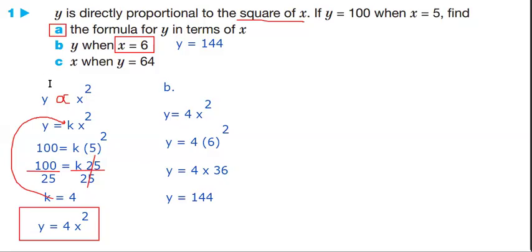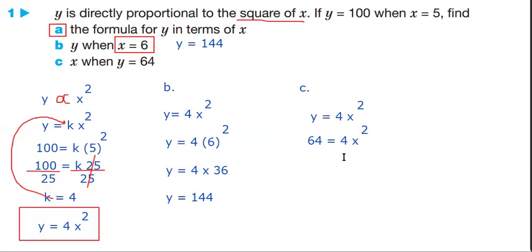Now, for question C, we know the value of y. And we know the formula that we're going to use. So let's answer it here. The formula is y equals 4x squared, or 4x power of 2. Okay. Now, we know the value of y, which is 64. This means I'm going to put it over here. So this means that 64 will equal 4 multiplied by x power of 2, like this.